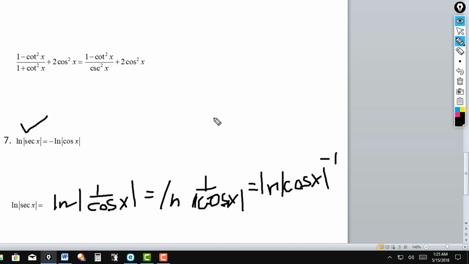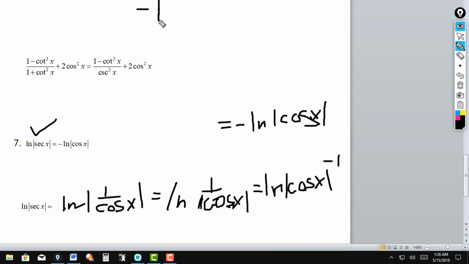There's a property of logarithms that tells you that if you have the natural log of some base to a power, you can take that power as a coefficient. So that minus can be placed as a coefficient here. So I came up with minus the natural log of cosine of x. And you can see that this one either way works out similar.